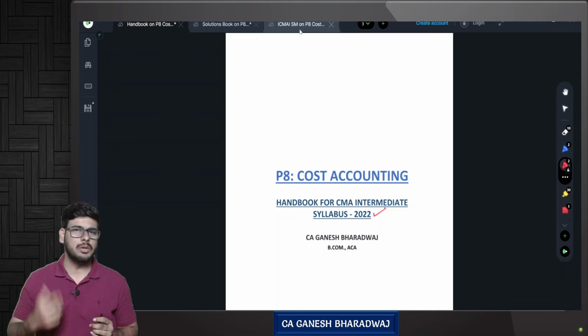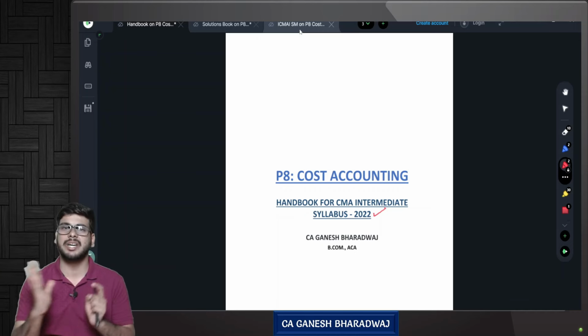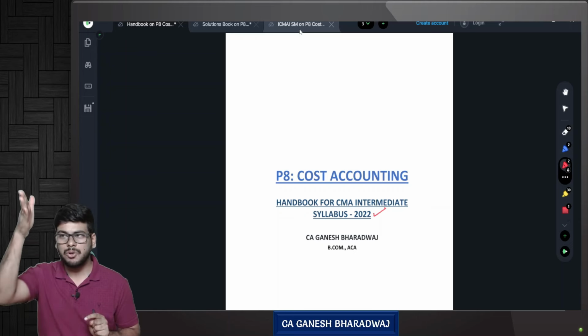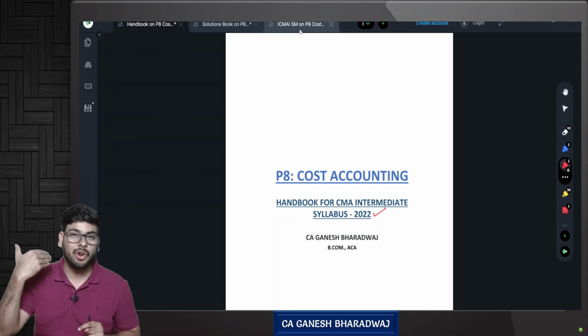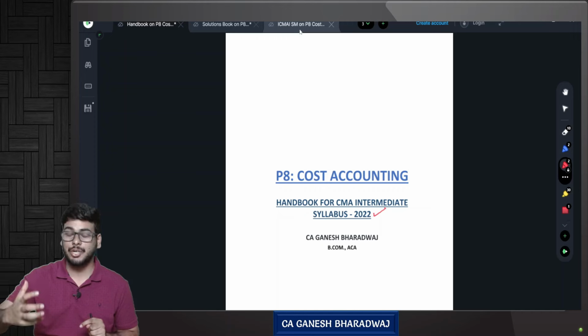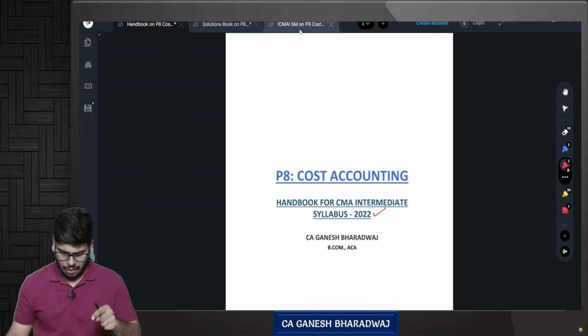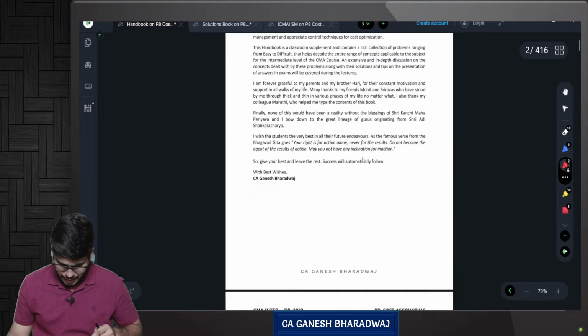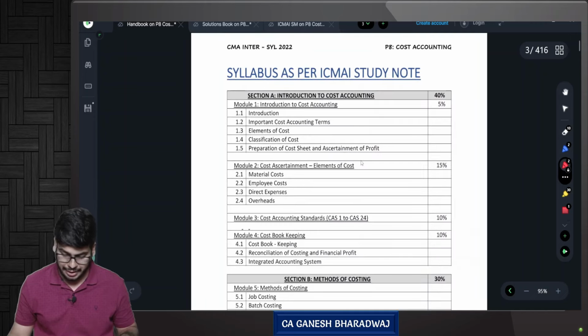Then what is the value addition I have made? I have structured it. The sequencing part, I have made it differently, because if you learn it in the way in which I have put it across, it will enhance the logical understanding of the subject, and you will also be able to appreciate the subject in a much better manner. Now, for example, this is basically your material. This is basically your handbook that you will be getting.